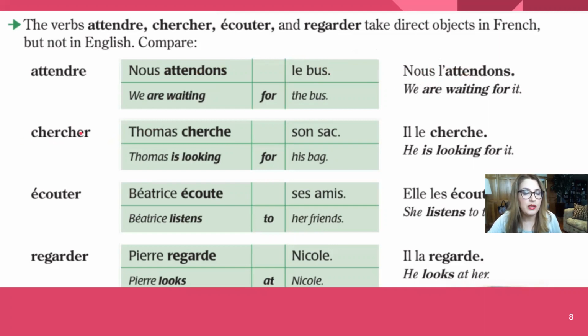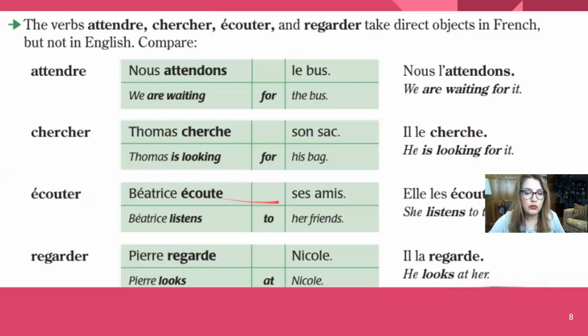Same thing for chercher. Chercher means to search or to look for. Thomas cherche son sac. He is looking for his bag. Okay, in English, it's looking for, right? There's a preposition between the verb and the object. In French, there is nothing between the verb and the object. So the object is placed directly after the verb, and it's a direct object. So when we replace son sac with le, le is the direct object of the verb. So Thomas cherche son sac, il le cherche. He is looking for it, but in French, it's a direct object.